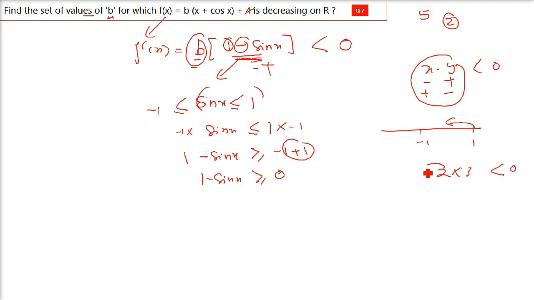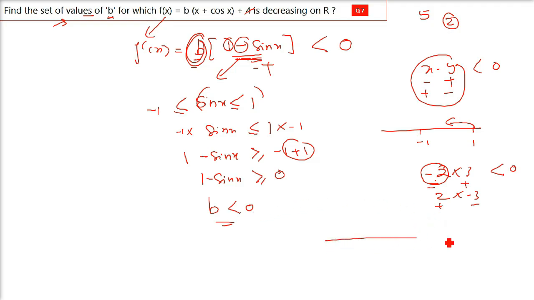I am saying 2 and 3. If they have to be less than 0, it has to be either -2 or -3. -2 into 3 and 2 into -3 will give you less than 0. One positive, one negative. But we have already cleared that 1 minus sin x is greater than or equal to 0. That means we are only left with one option, that B has to be less than 0. But we have to find out the set of values. B is less than 0. So what will be the set of values?